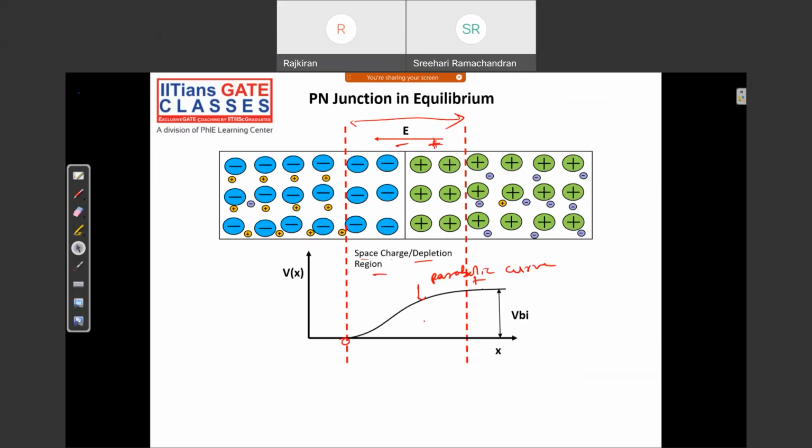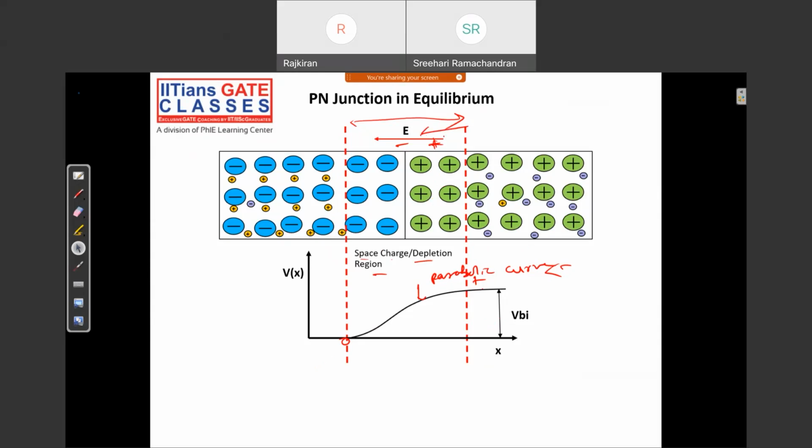Yes, sir, I understood that. I just had that doubt on that curve only. It is a parabolic curve. How it comes, we will discuss. So we'll discuss now mathematically how all these things come about.